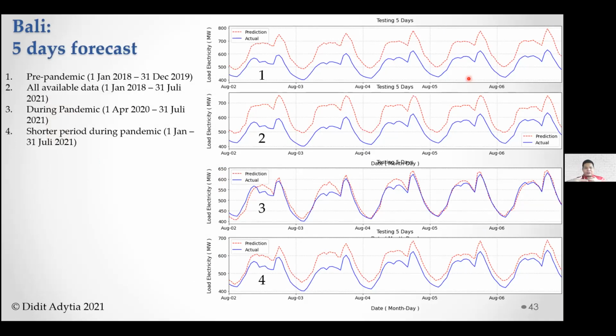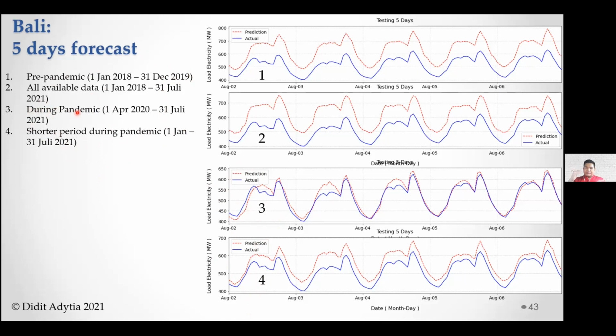This is a forecast using bidirectional LSTM. The input itself is weather parameters that have high correlation with the electricity load. Here we have 4 scenarios. First of all, predicting the electricity load during the pandemic is quite different from predicting the electricity load before the pandemic, let's say 2019. So we are playing with the input data. It is concluded that the most accurate one is scenario 3.